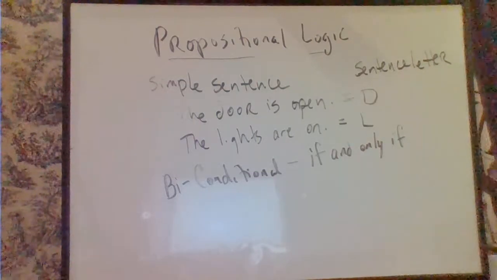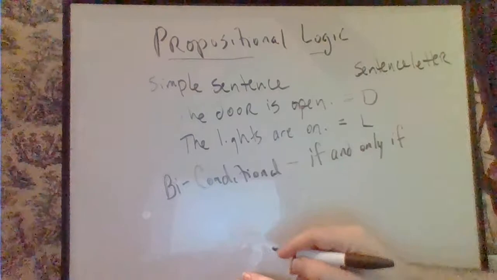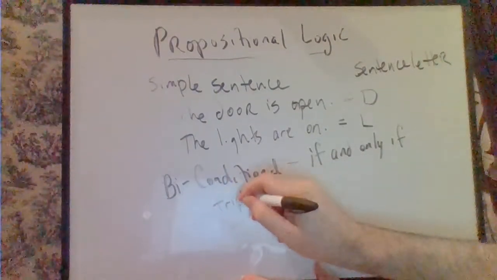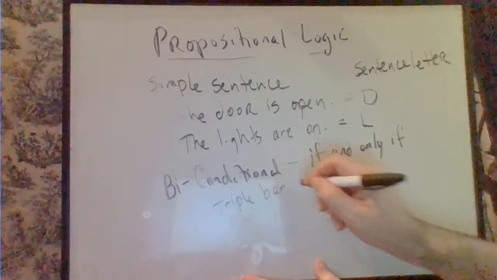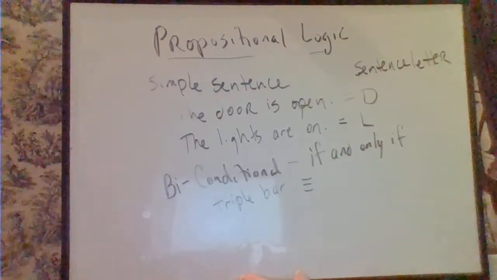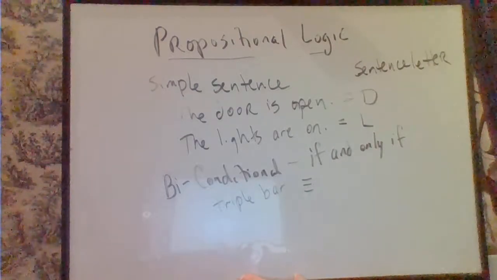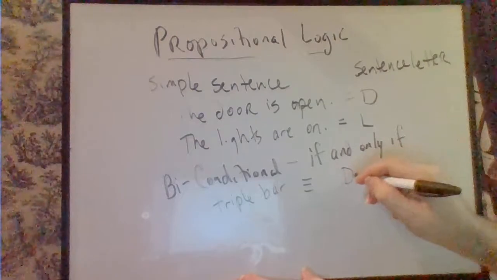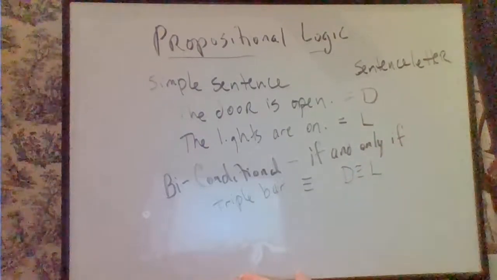The symbol that gets used for this is in the book a triple bar, just like that. Okay, 3 bars. And so if I wanted to say the door is open if and only if the lights are on, it would be D triple bar L.